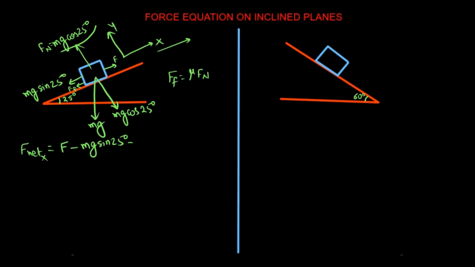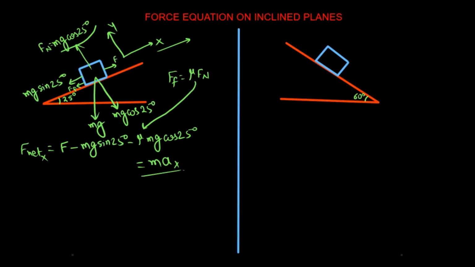So if you plug in over here, it becomes mu times mg cos 25 degrees, where mu is the coefficient of friction. This is the equation of net force, and this would be equal to mass times acceleration in the x direction.